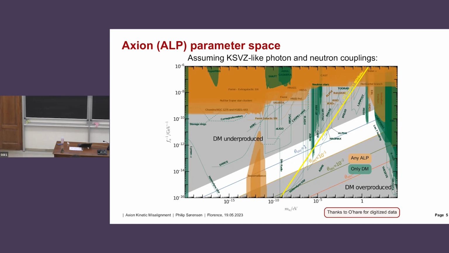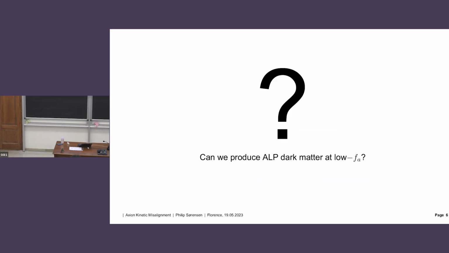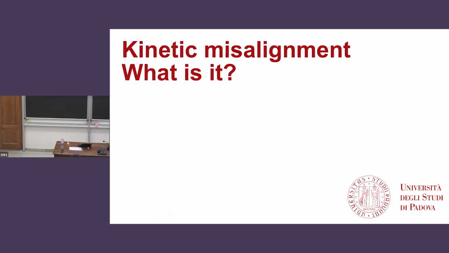But this is generic. So it's interesting to ask whether there are more production mechanisms where you can also account for axion, both QCD axion and ALP dark matter, in the low f_a regime. That's really the central question today, whether we can produce ALP dark matter at low f_a. There have been some different proposals on how to do this, both trying to tune to the peak of the cosine. Some people here worked on trapped misalignment. But the one we'll be talking about today is kinetic misalignment.